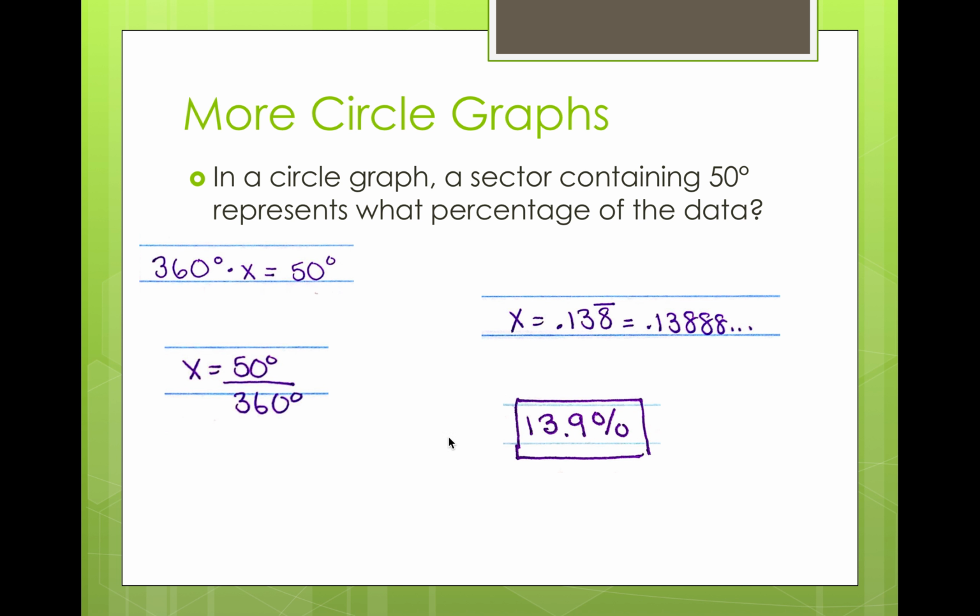So I'm going to first move 2 decimal places to give me 13. And then I have that 0.888888. So that's going to round to 9. So this is rounded to the nearest tenth of a percent, 13.9%.